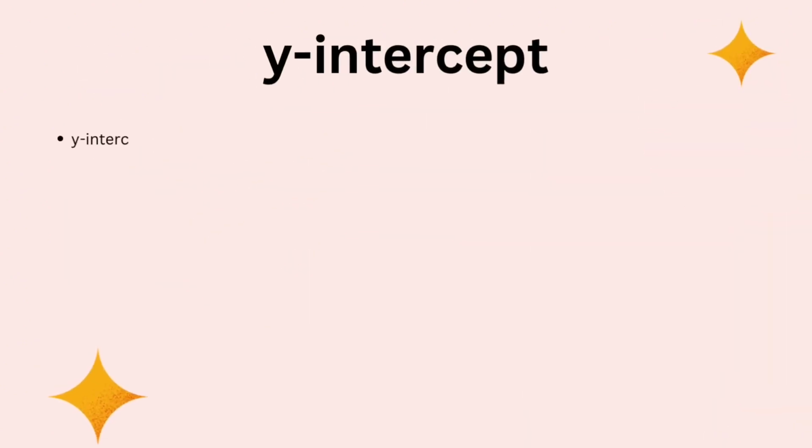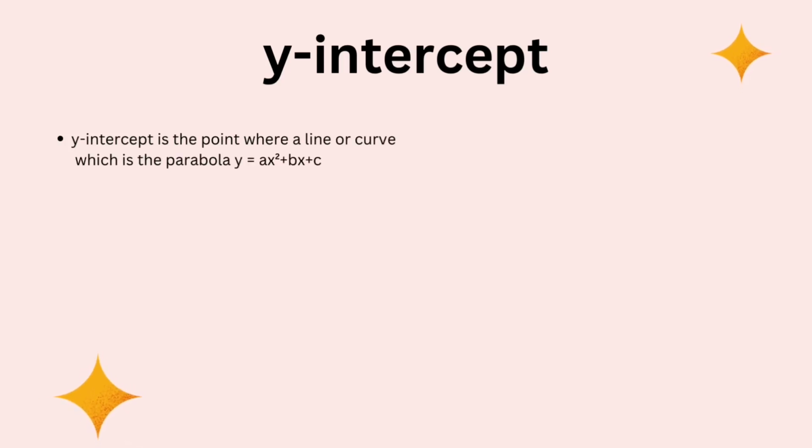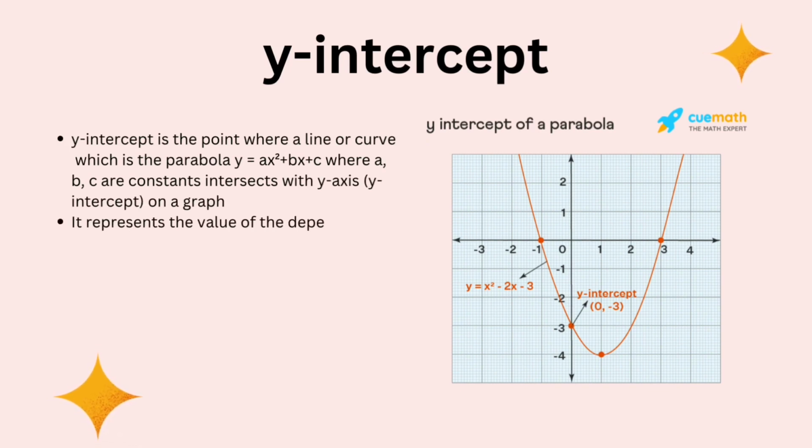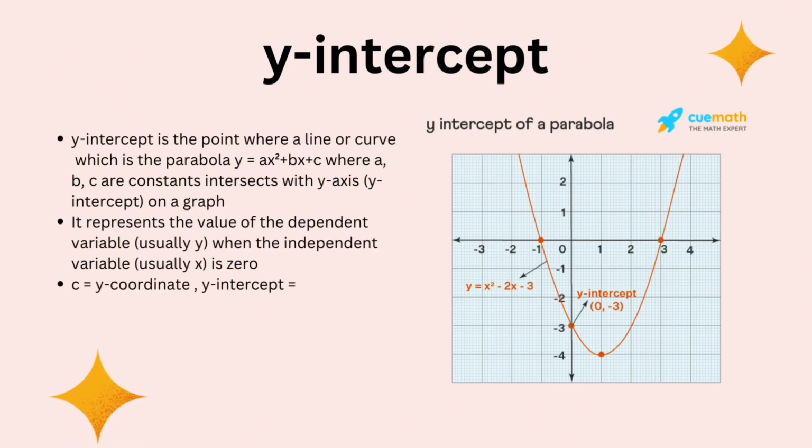Now let's move on to y-intercept. Y-intercept is the point where a line or curve, which is the parabola y equals ax squared plus bx plus c, where a, b, c are constants, intersects with the y-axis. Y-intercept on the graph represents the value of the dependent variable, usually y, when the independent variable, usually x, is 0. c is the y coordinate, and the y-intercept is (0, c).